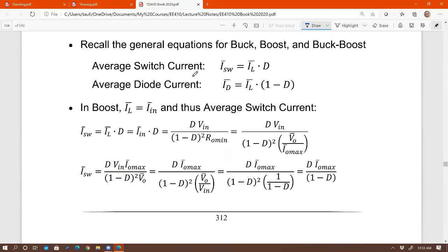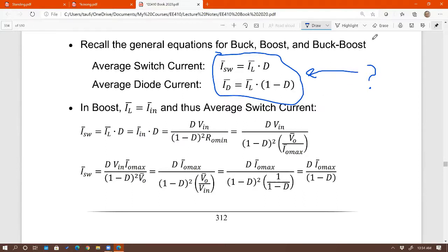All right, going back to this average switch current, I told you earlier that we need IL average to size the current rating of the switch, as well as the diode. You can see how they're being used. Have you seen these equations before from the buck converter? Yes, exactly. You can see that the equations have not changed. It's the same. It's IL average times D for switch average current and IL average times 1 minus D for diode current.